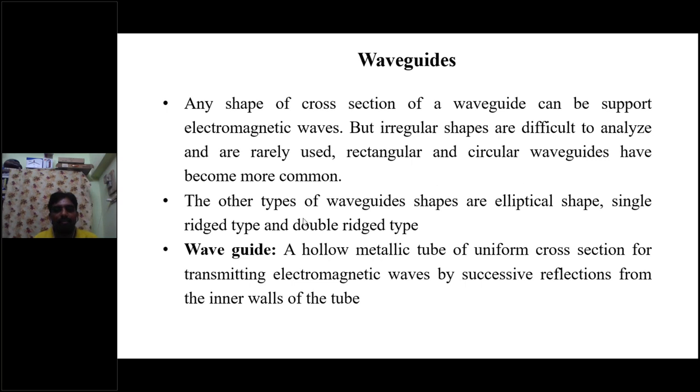This is the exact definition. What is meant by a waveguide? A hollow metallic tube of uniform cross section for transmitting electromagnetic waves by successive reflections from the tube walls.